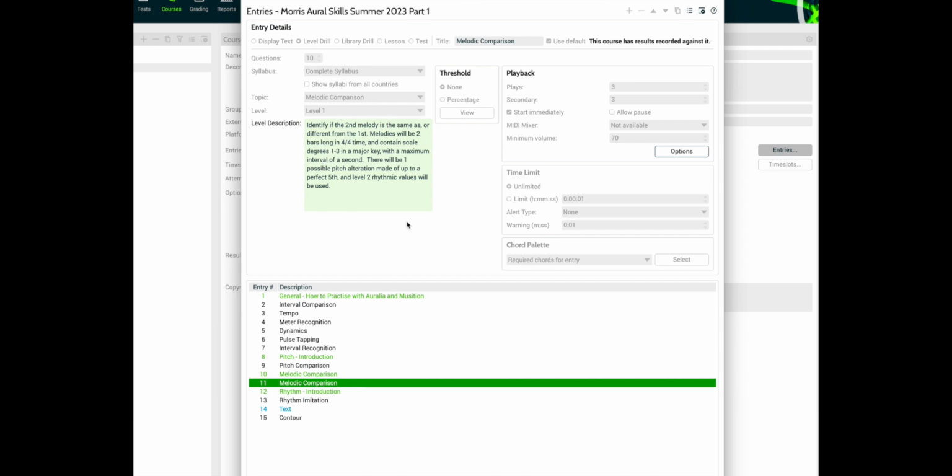Okay, now in this one we're actually going to listen to melodies and we're going to compare them to see if they're the same or different. So let's see what this does.